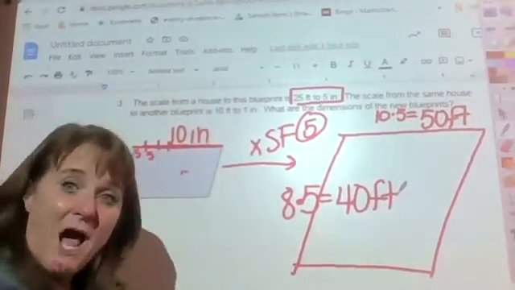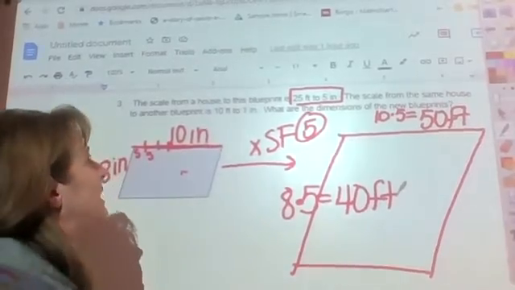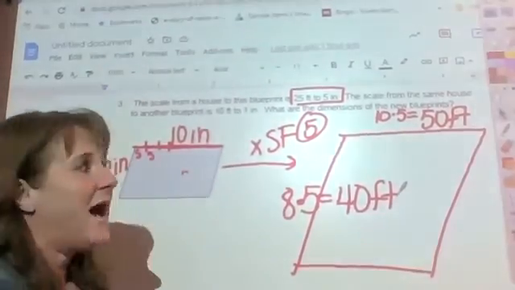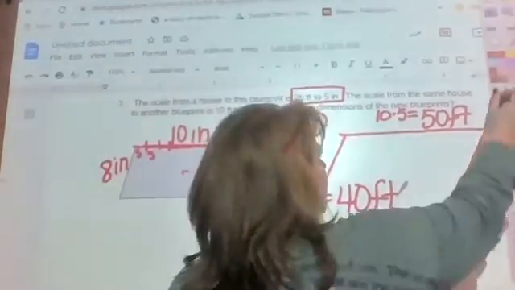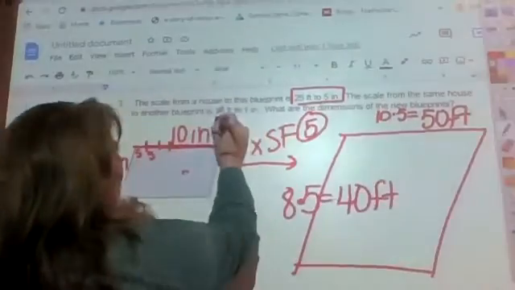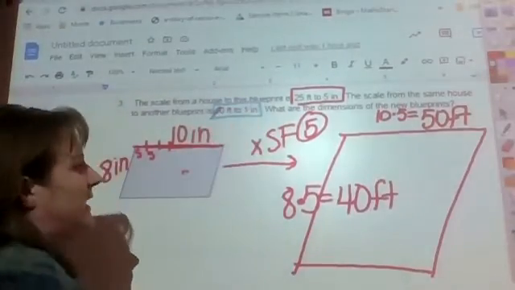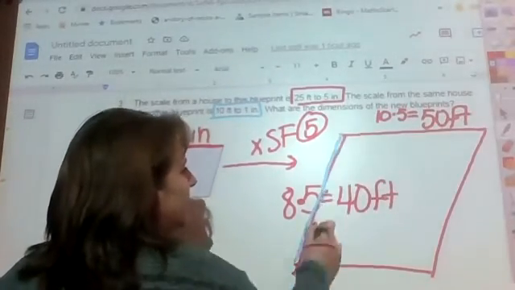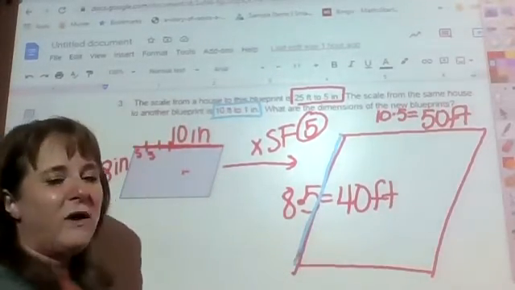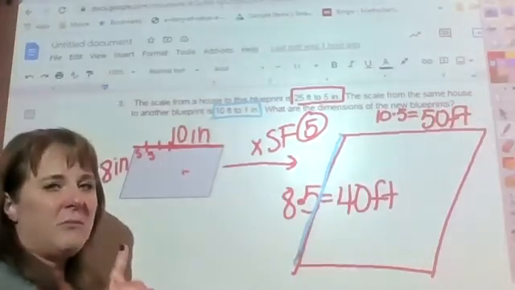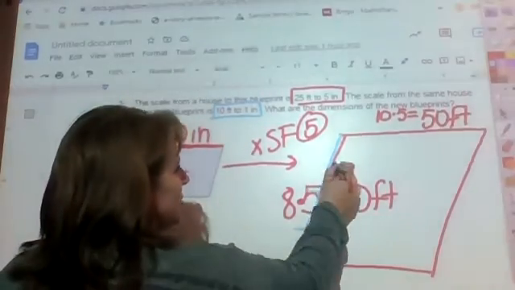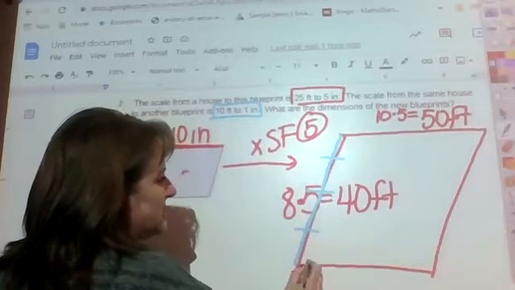Okay, but now it's our job to make a new scale drawing of this house. And our new scale is 10 feet for every 1 inch. So what that means is for every 10 feet on here is going to be equivalent to 1 inch on my new scale drawing. So if you really think about this, I could break this up into 4 sections, right?